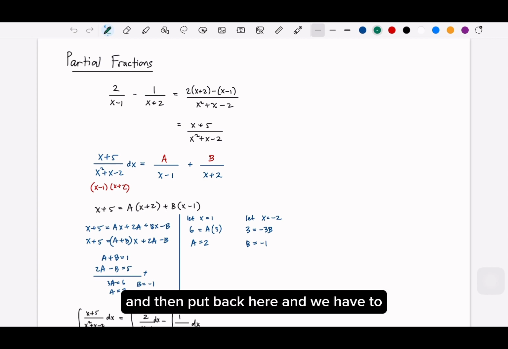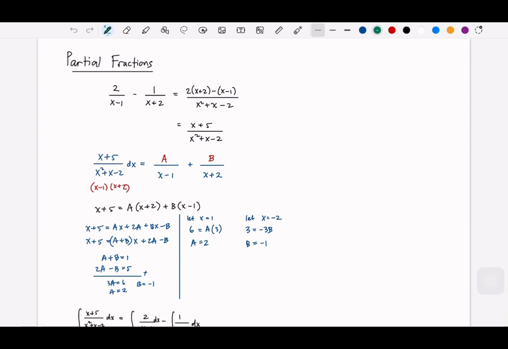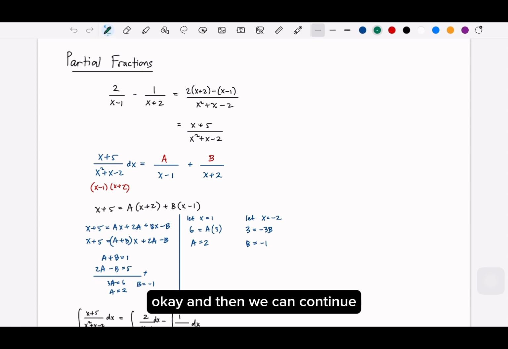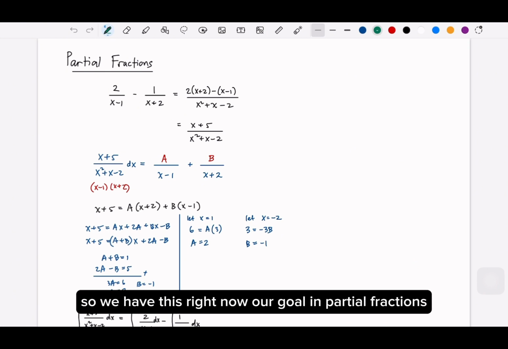And then put back here, and we have 2. Okay, and then we can continue. So 2x minus x is x. This is 4 plus 1 is 5. And then we have x squared minus x plus 2x, so it will be plus x minus 2. So we have this, right?